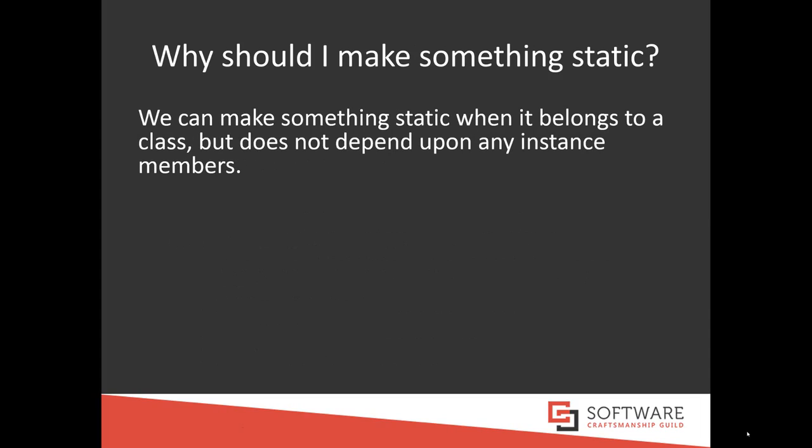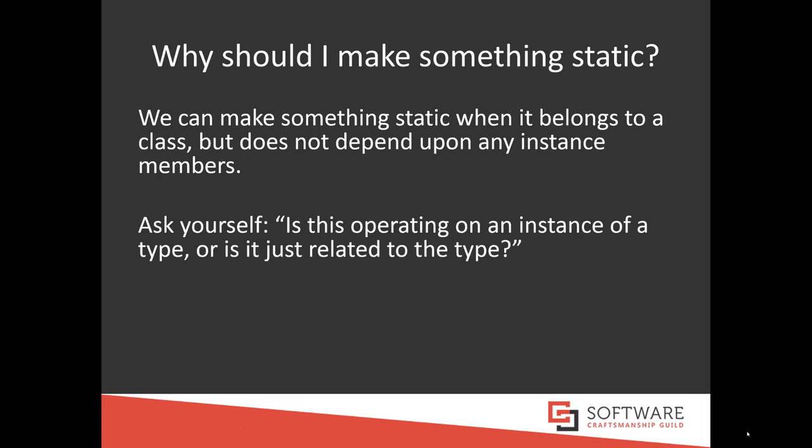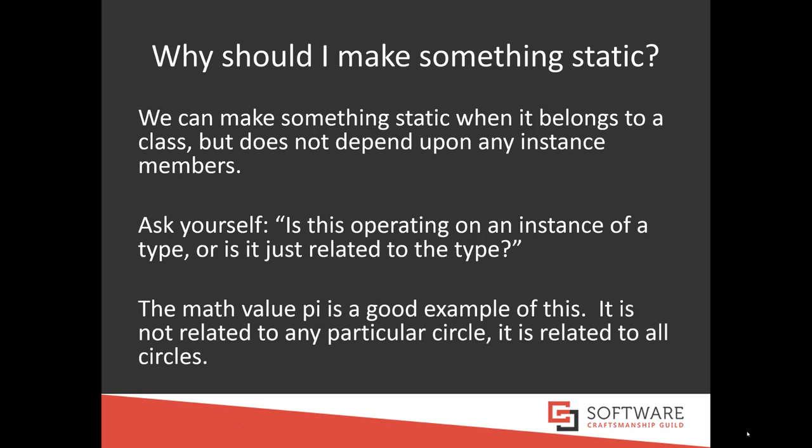But why should we make something static? This is something that if you put 10 developers in a room, you're probably going to get 10 different answers. It's more on the artistic side of how you design your code. But basically, we can make something static when it belongs to a class, but it doesn't depend on any particular instance of that class. So ask yourself, is this operating on an instance? Or is it just something that's related to the type? A great example of this is pi. Think about it. Is pi related to any particular circle, or does it belong to all circles?